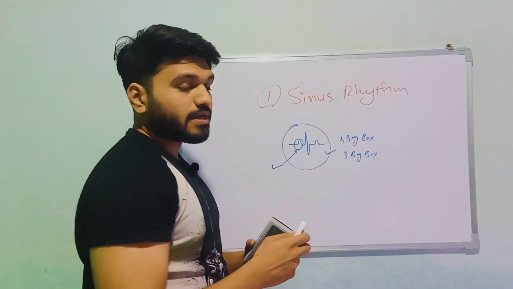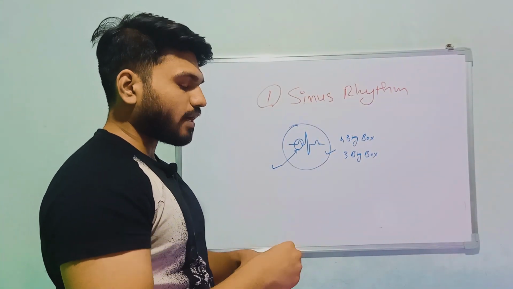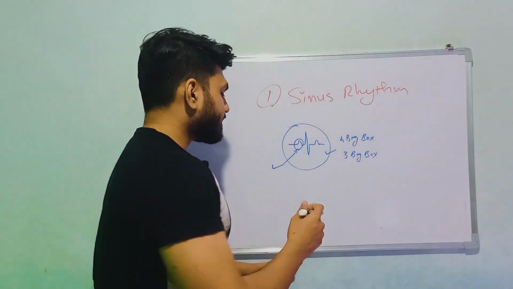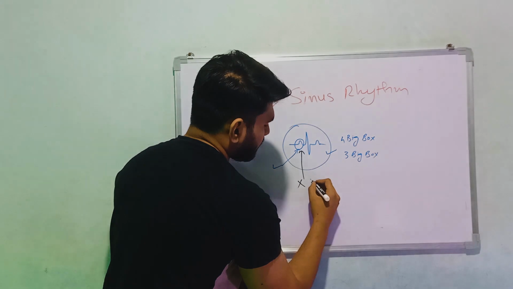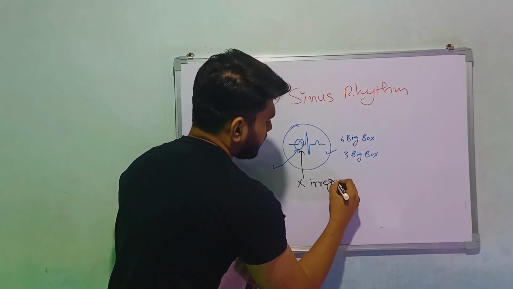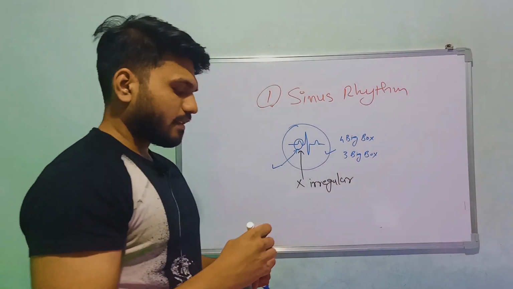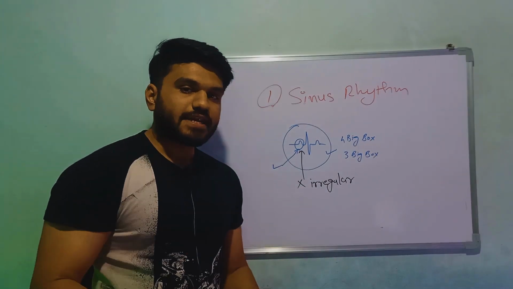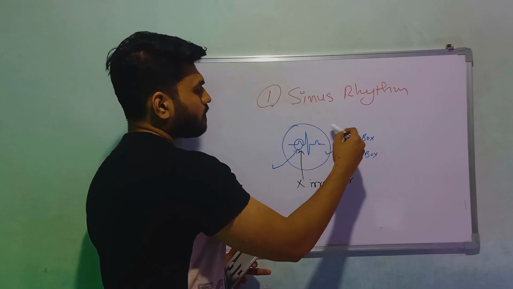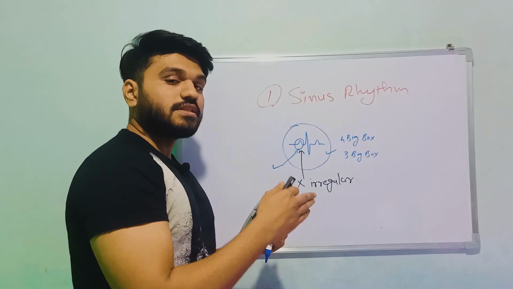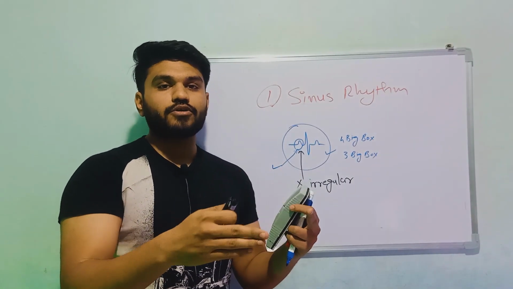So if the P wave is not there, then what can we call it? If the P wave is not there, then we can call it irregular rhythm. Okay, so in sinus rhythm first we have to look for the P wave and then we have to look for the time duration. We have to see whether the impulse is going in the same time duration or not.